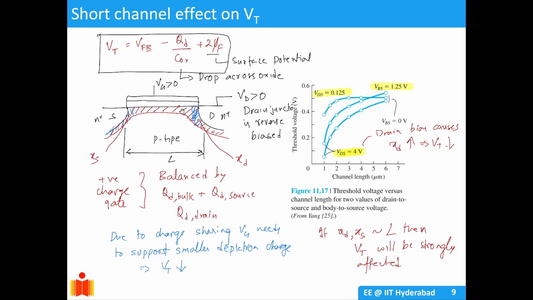So in the case of long channel, the depletion region only exists in the channel region, but in the short channel, the depletion region also becomes pronounced near the source and drain regions, and due to this sharing of charges across source, drain, and the channel, the overall depletion region width decreases, and hence your VT reduces.